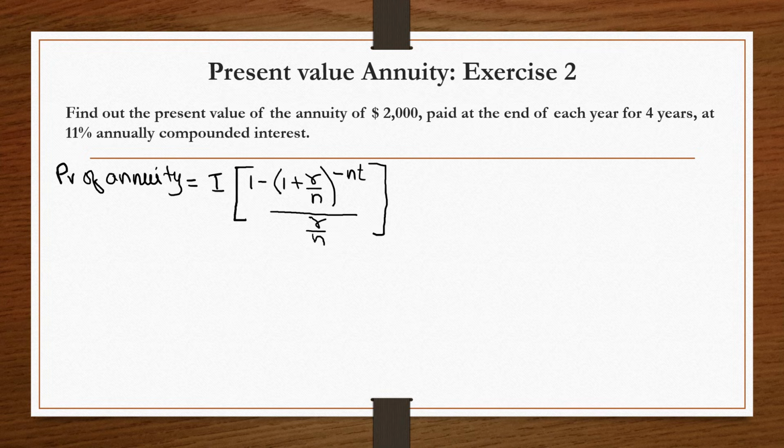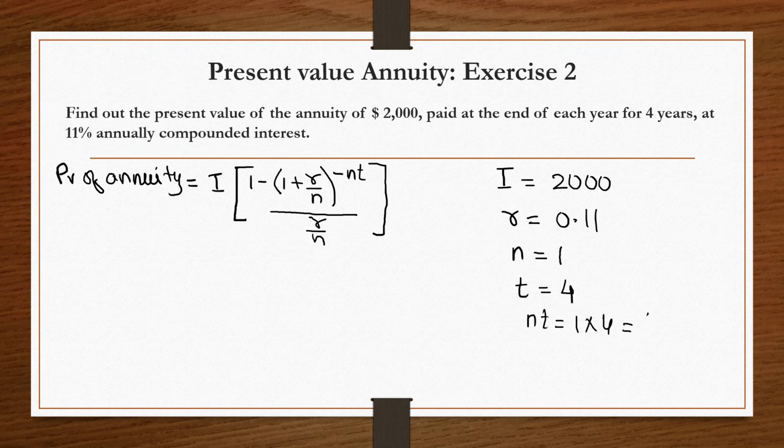Now we will just substitute whatever information is given. What is my I? I is $2,000. Go as per the formula step by step. Then R. What is my R? R is the rate of interest, 11%. 11 divided by 100, it will come to 0.11. Then what is my n? It is annually, so n will be 1. Again, time period t, what is the time period? 4. So my nt will be 1 multiplied by 4, which is 4.